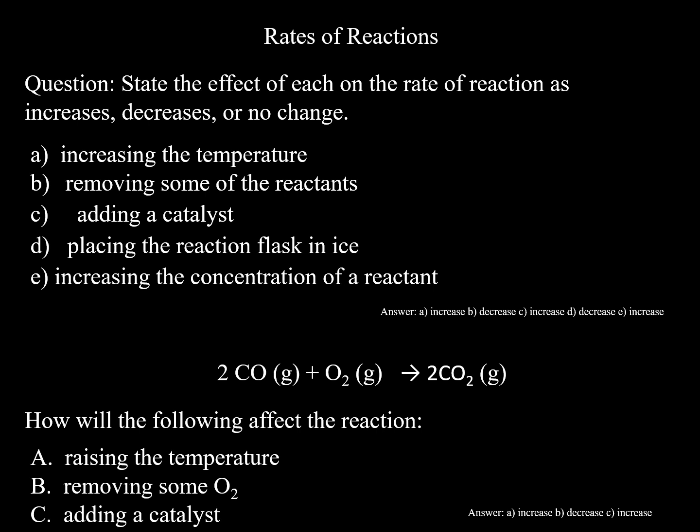So let's look at some examples here just to apply what we just learned. If we increase the temperature of a reaction, that will increase the rate of the reaction, because the molecules move faster, therefore a greater chance of having the proper orientation. If we remove some of the reactants, there's less probability of finding the correct orientation between the two reactants, so this will decrease the rate of the reaction.